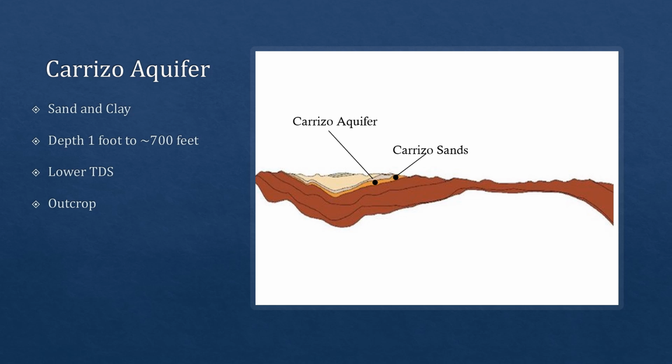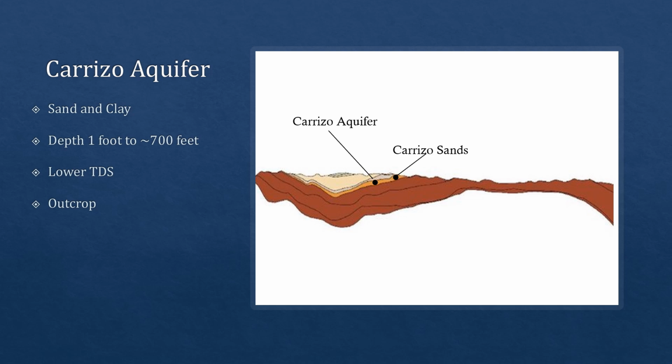The Carrizo Aquifer is predominantly composed of coarse, well-sorted sands and gravel. The high permeability of the sand layer facilitates substantial movement of water storage, making the aquifer a reliable source of groundwater in our area. Its thickness varies significantly, ranging from less than 1 foot to approximately 700 feet in the deepest sections of Guadalupe County.